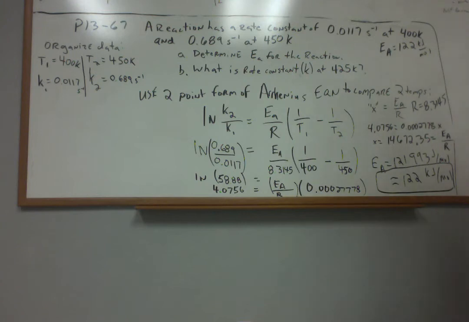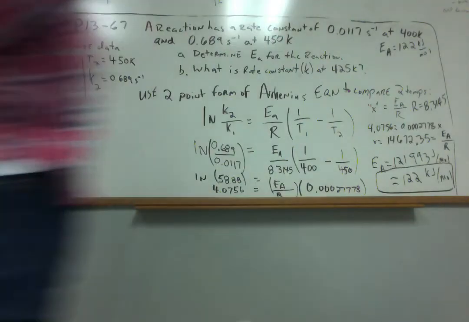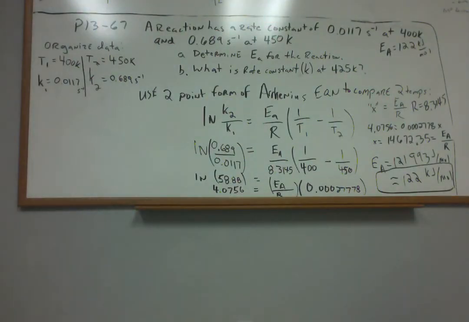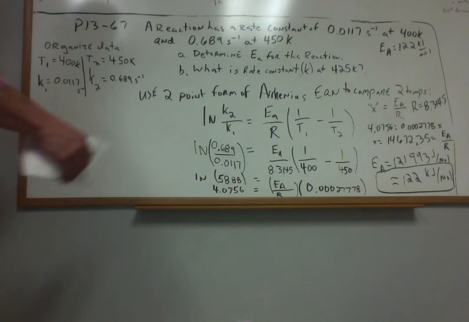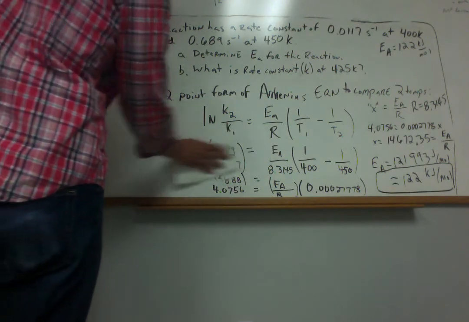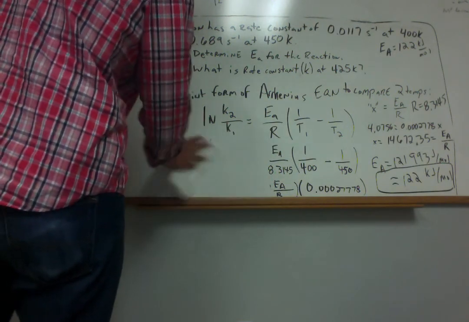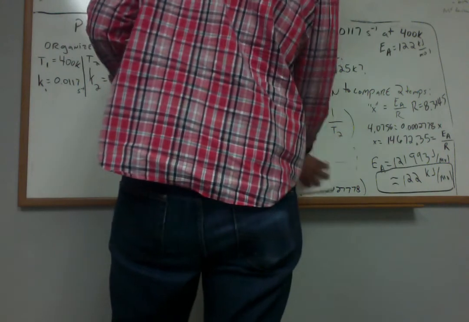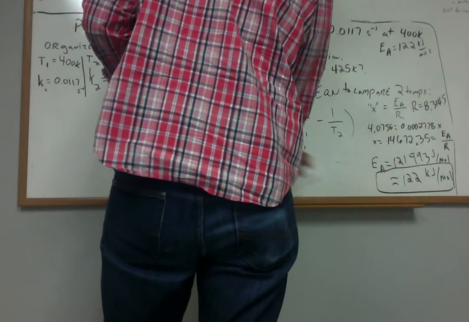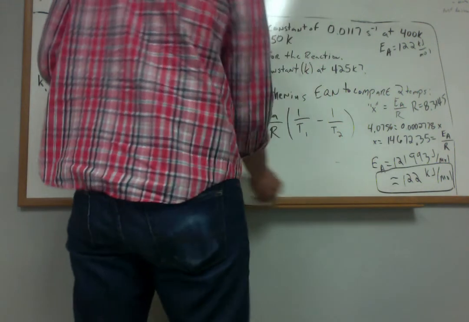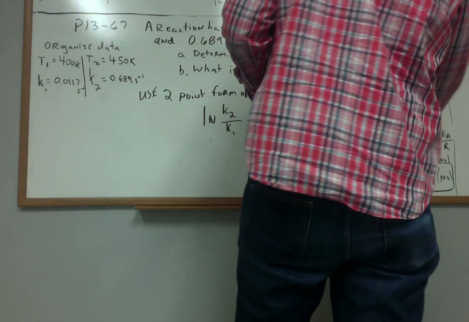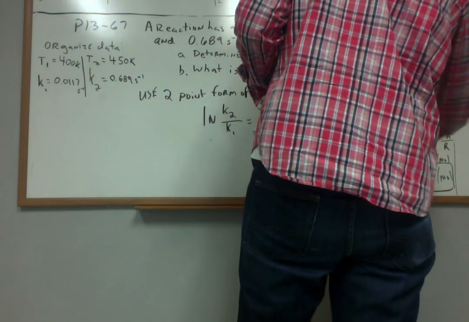Now we are asked a follow-up question. So let's take a look at that and consider the follow-up question in a little bit more detail to see how we might be able to work that. What I'm going to do is erase a lot of this work, because things are going to change some. The numbers will change. But it turns out the equation that we used does not, so I'm going to leave that two-point form of my Arrhenius equation.